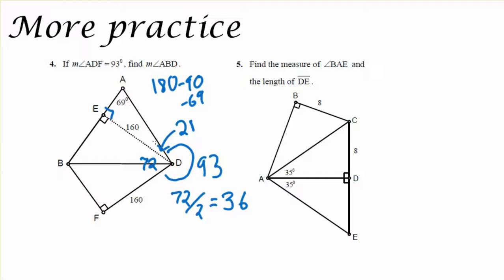Now that gives me a third angle in the triangle that ABD is a part of. So I take 180, subtract 90, subtract 36, and I get 54. So the angle I'm looking for, ABD, ends up being 54 degrees.